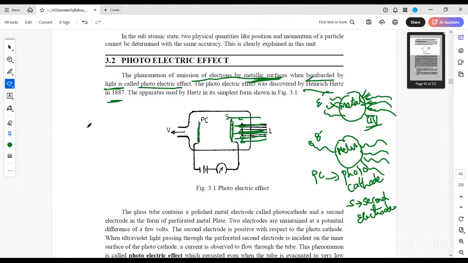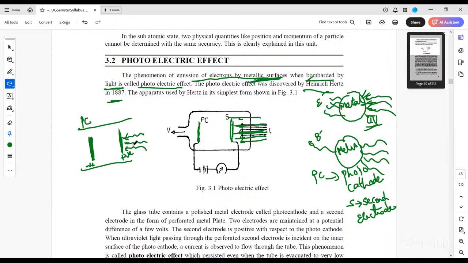Again, I am drawing the diagram here. I am taking one metal surface. The first electrode is the photocathode, PC. The full form of PC is photocathode. Then I have the second electrode, which is positively charged. This acts as positively charged, and the photocathode acts as negatively charged. To this one, I am sending UV rays.